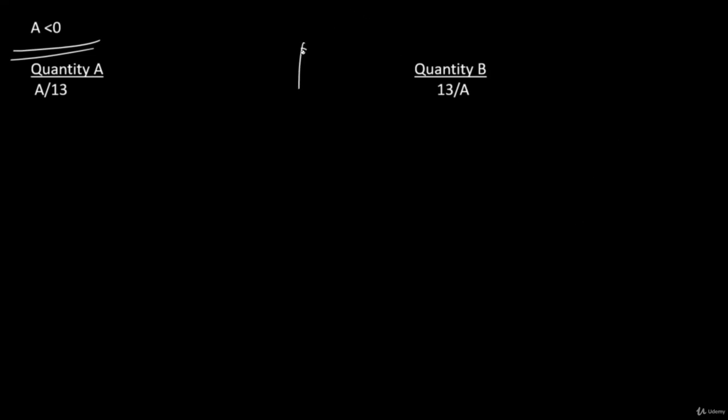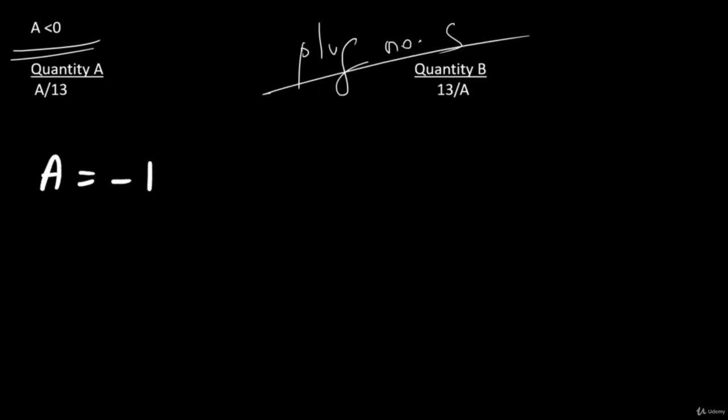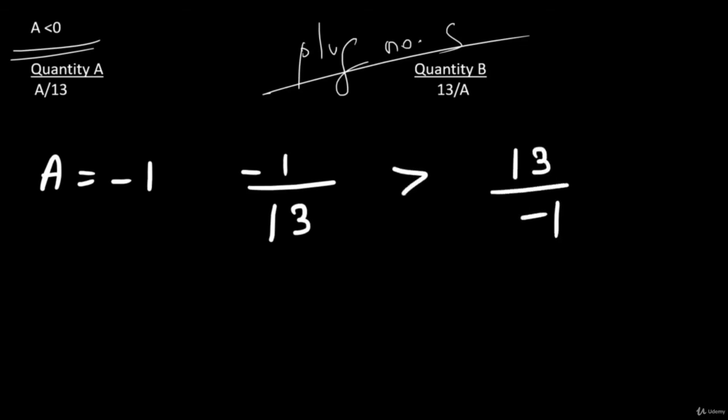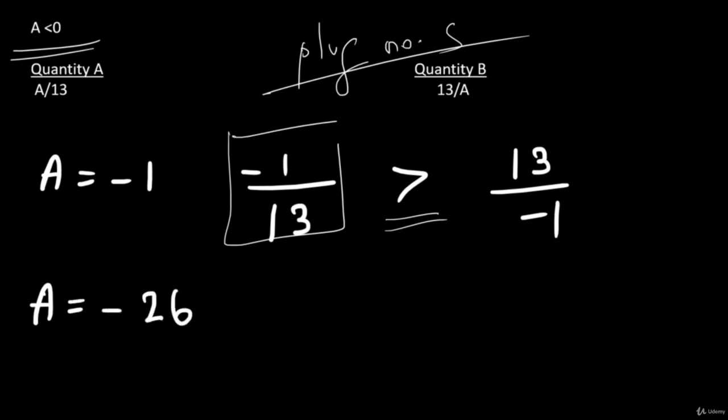Let's solve this question by plugging in numbers. Now what happens when A is equal to minus 1? Quantity A becomes minus 1 by 13 and quantity B is 13 by minus 1. So clearly minus 1 by 13 is greater than minus 13. Alright, now what happens when A is equal to minus 26? So why am I doing this? Because I want the magnitude of the numerator to be greater than 13, right? So I'm trying to create a scenario which is different to what we have over here.